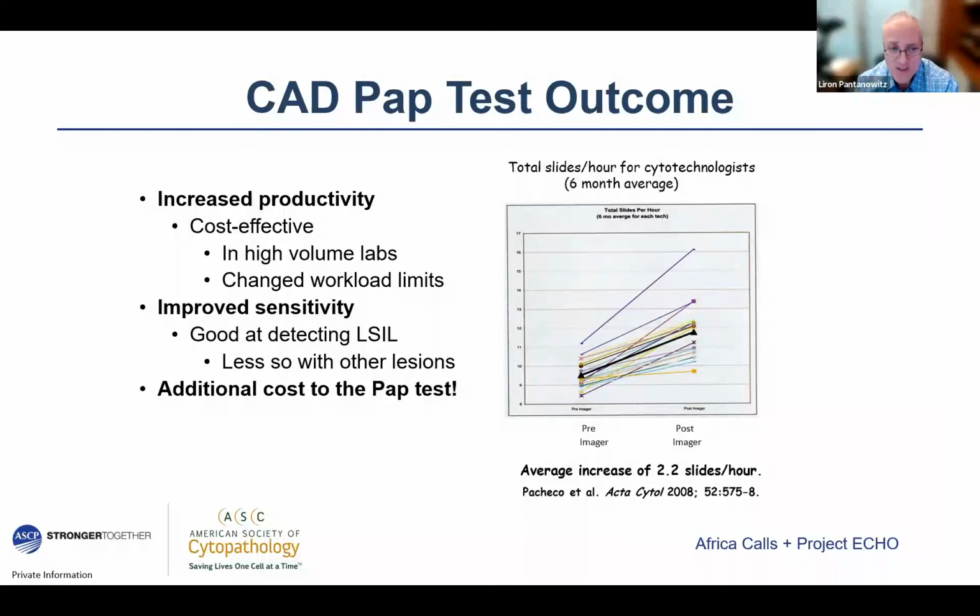And we now know over time that, yeah, computers are a little bit more sensitive than humans in Pap tests, especially for detecting the low-grade cases, but not as much for every other lesion, but they're certainly a little bit more sensitive. As you can see on the right, this is an example of one publication I pulled back in the day in 2008, where you can see this cytology lab, after 6 months of using their imager system, you can see how the productivity for their cytotests increased remarkably.